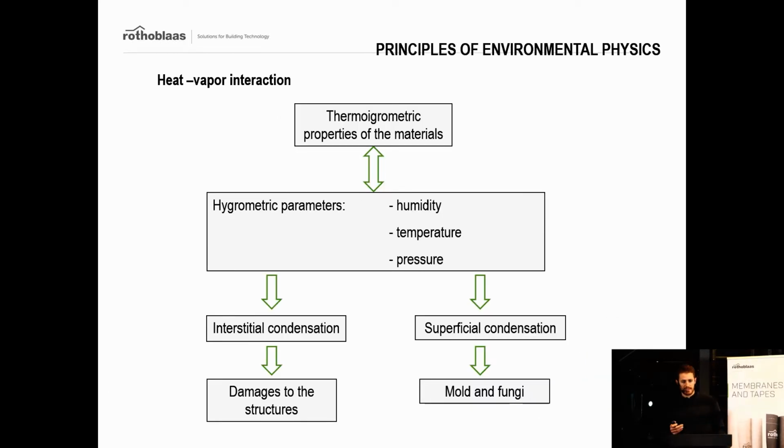So basically, when the vapor is passing through the air and through the wall, there can be some issues, and these issues can be interstitial condensation, which is a condensation that happens inside the wall, and also superficial condensation, which is the same thing, but it happens on the outer surface of the wall. So both of these issues are very bad for our timber structure. So it is very important to understand how to avoid them.